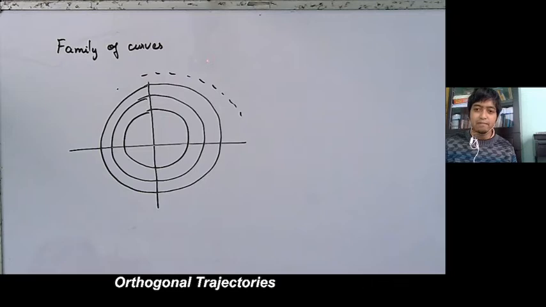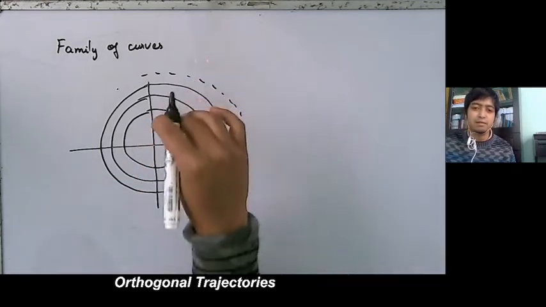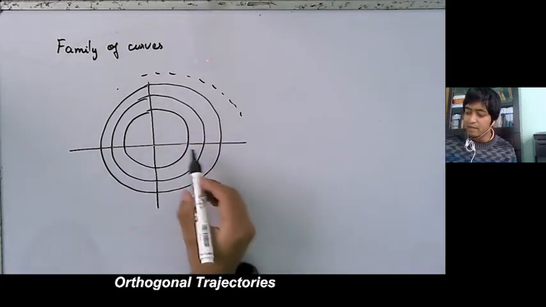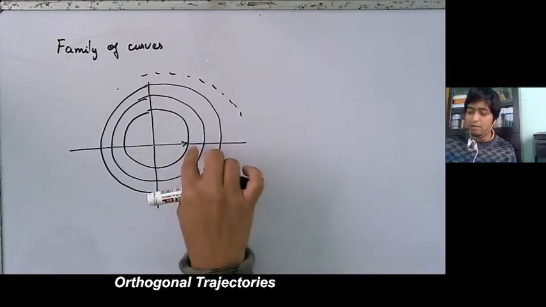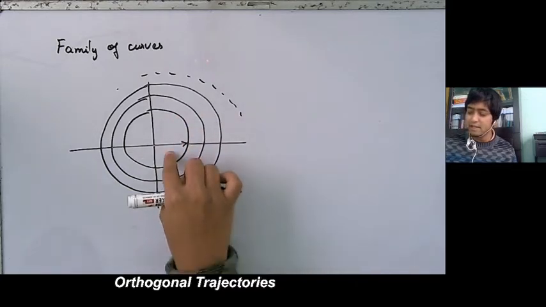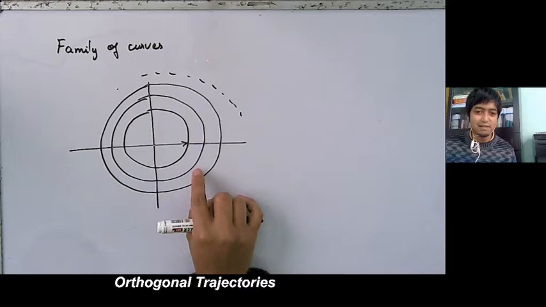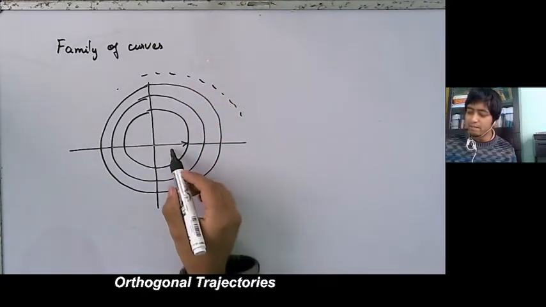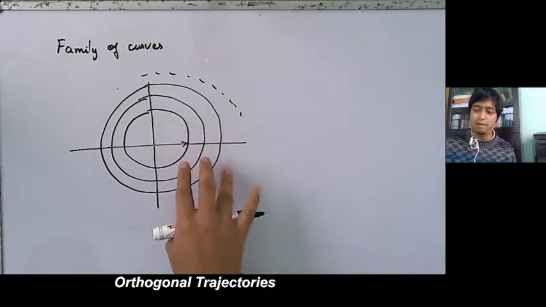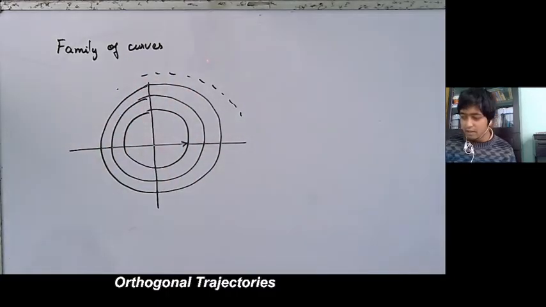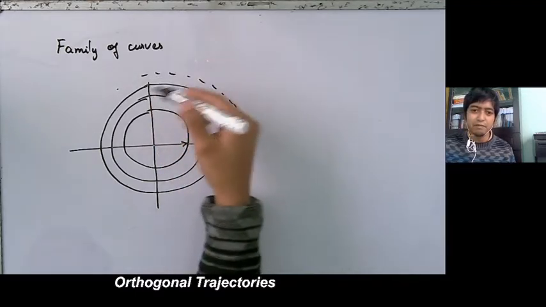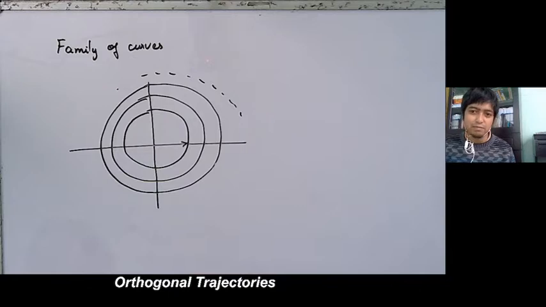I want to find another system of curves or lines which is perpendicular to each and every circle. You notice that this line is perpendicular to this first circle. This line is also perpendicular to the second circle. It is also perpendicular to the third circle. So this one is perpendicular to each and every member of the family. Similarly, this line is also perpendicular to each and every member of the family. If you remember, radius is perpendicular to tangent.